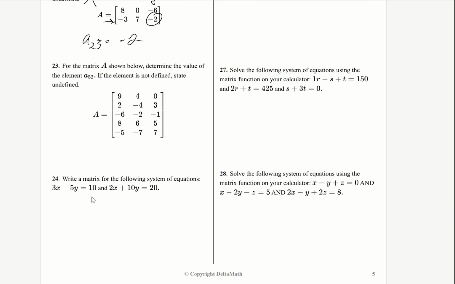If we're going to write a matrix to solve this system, we can call the matrix whatever we want. Let's just call it matrix A. Basically, all we're doing is we're going to put in the coefficients and then the constant. So the constant is always furthest to the right. So this would be 3, -5, 10, and then 2, 10, and 20. That's it.